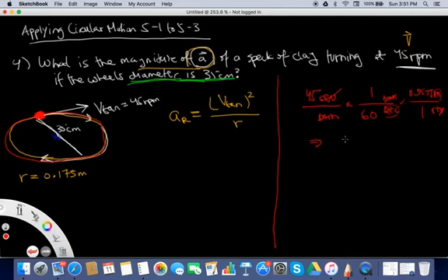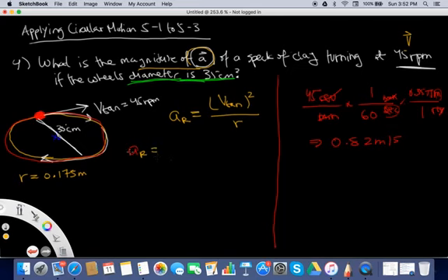So we do 45 times 0.35 pi, and we get 49.48. And if we divide that quantity by 60, we should get 0.82 meters per second. All right, we converted into something that we're a little bit more familiar with from our kinematics and dynamics days. All right, so let's plug those values in.